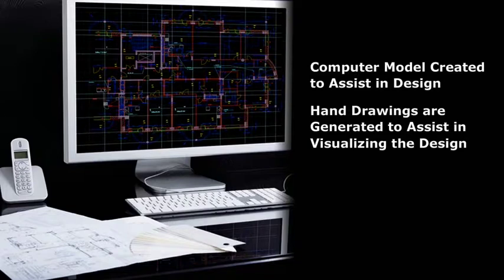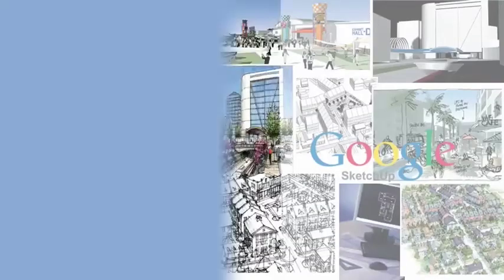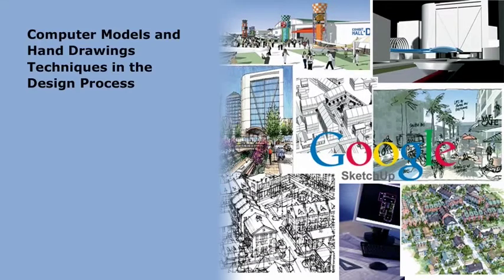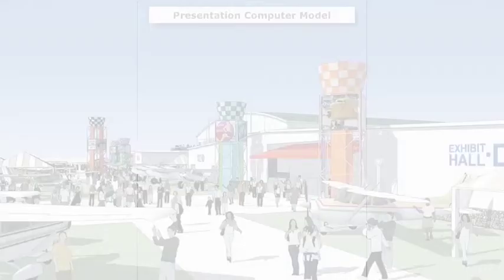At other times, a specific hand drawing is requested, and in order to help create an accurate perspective, a computer model is made first. Let's take a look at some examples of how computer models and hand drawing techniques are connected in the design process. A well-rounded designer can communicate ideas with hand drawings and visualize any three-dimensional concept using computer modeling tools.